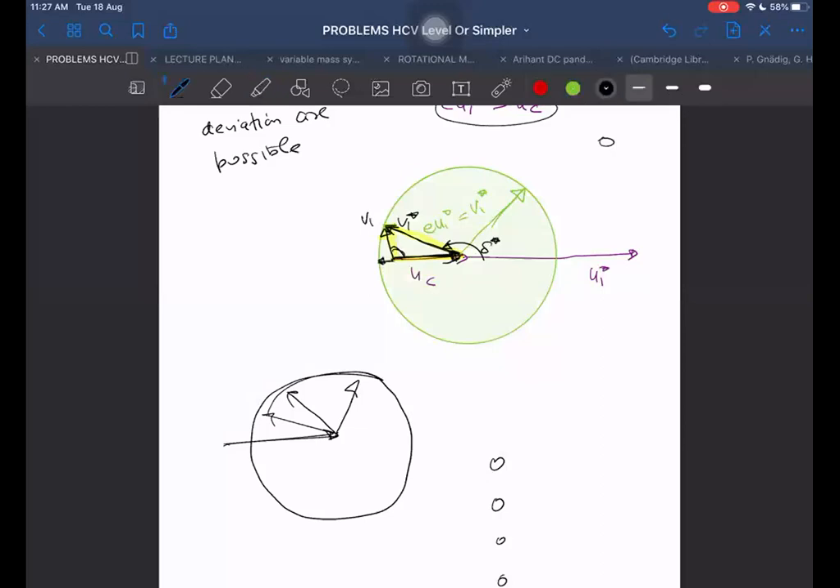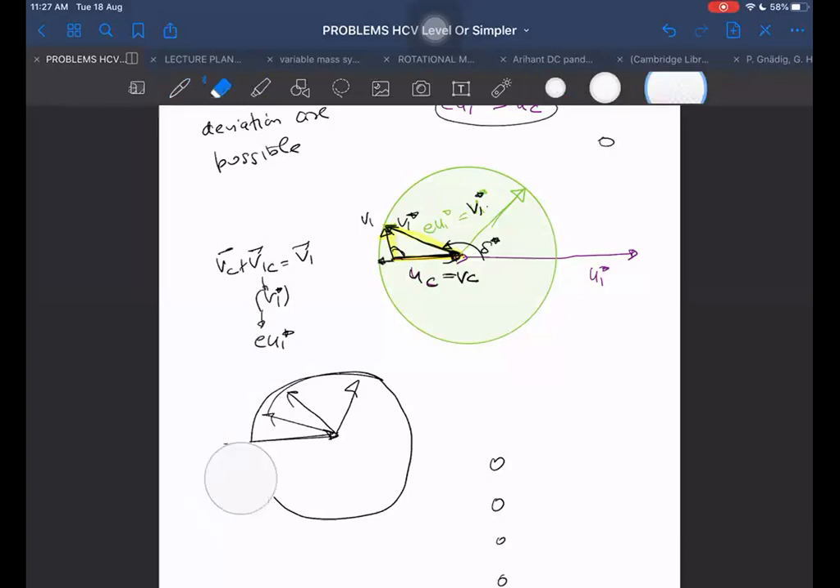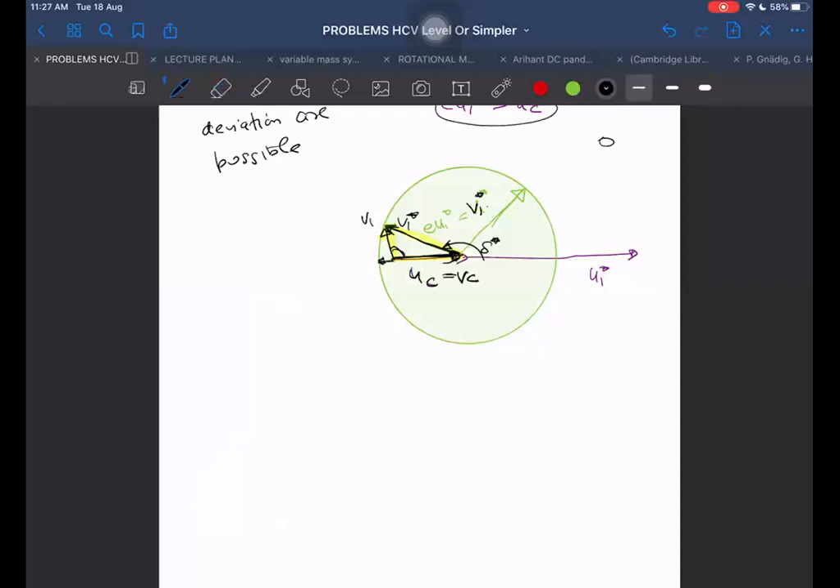Because this UC is also equal to actually VC. So I cannot add the initial velocity with the final velocity. It is the final velocity in the center of mass frame, and that I added with the final velocity V1C only. So VC plus V1C is giving us V1. This is what we are using always. V1 equals VC plus V1C, and V1C is equal to V1 star, which is equal to E into U1 star. Understood? Is it understood or not? Yes, sir. Understood.